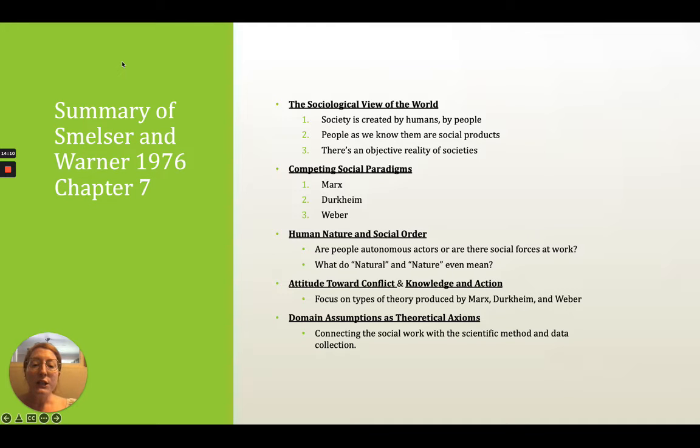Okay, so finally, domain assumptions and theoretical axioms. This is the idea that we need to be connecting the social work with the scientific method and data collection. The scientific method is something you probably learned about in elementary school or middle school. But we can start to think about how to apply this very scientific way of thinking to the social world and to the social sciences. And so we collect data, and then we analyze that data, and we make sure that other people in our field are also interpreting the data that we're collecting in similar ways.